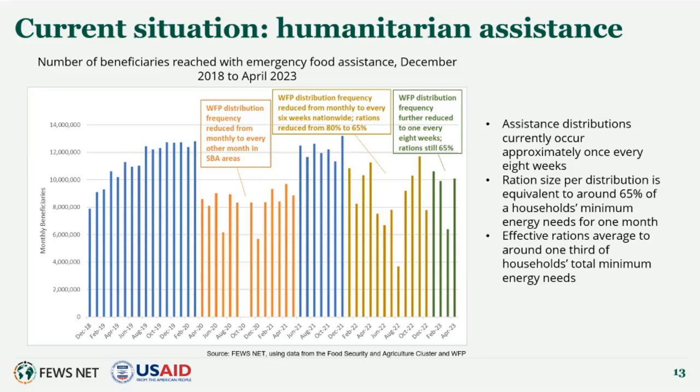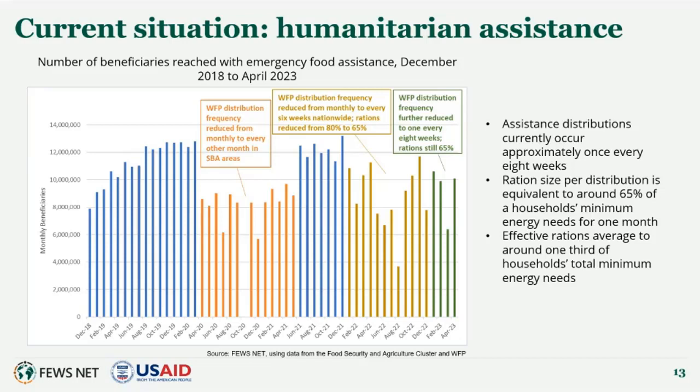So the blue bars correspond to points in time when almost all beneficiaries were reached with assistance distributions once a month. And generally, rations were expected to be equivalent to around 80% of households' minimum energy requirements. And that's the ration size per distribution.